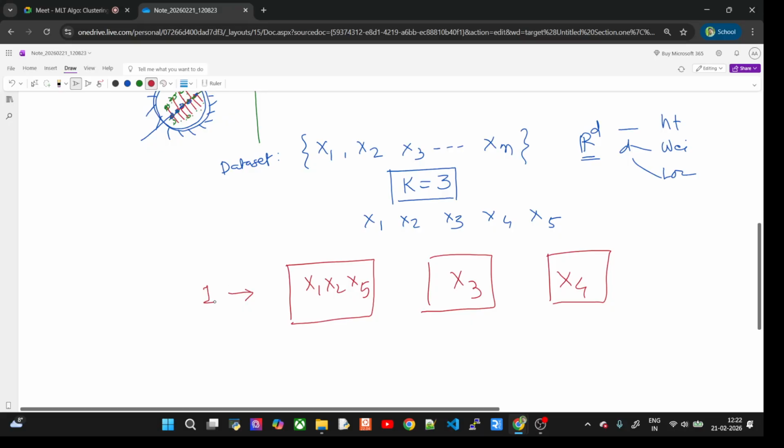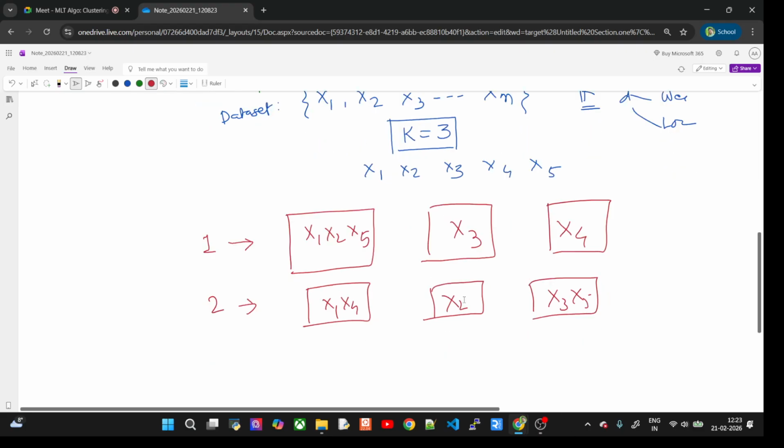Okay, attempt one. Next attempt, you say, okay, I don't want to put x1 there, so you will say x1, x4 here, and here x2, and maybe here you will put x3, x5, and so on. You will try this kind of arrangement of the boxes. So this is box 1, box 2, and box 3, or you can say cluster 1, cluster 2, cluster 3. Okay, b1, b2, b3.